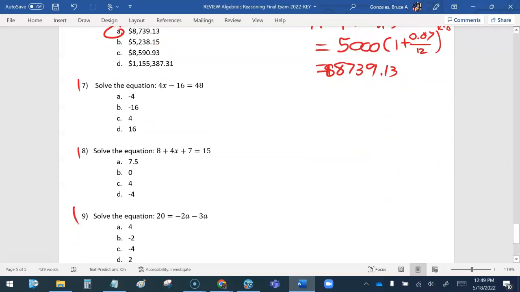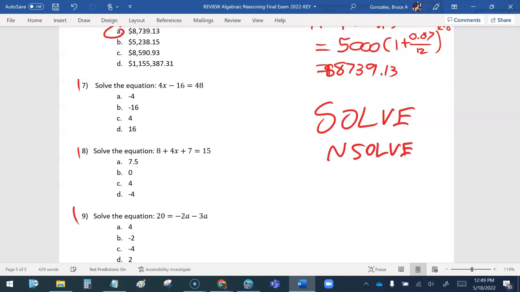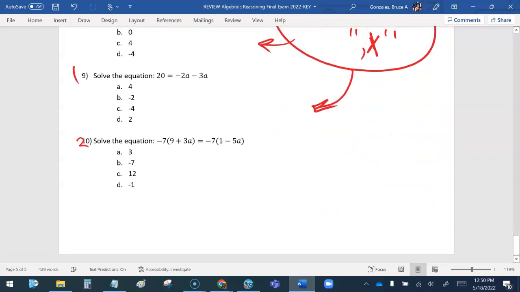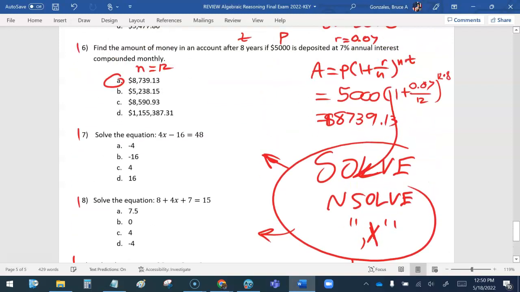And all these you can solve with n solve. Don't forget comma x. Right? Now, on all of these, it works. But I'll solve them by hand anyways.